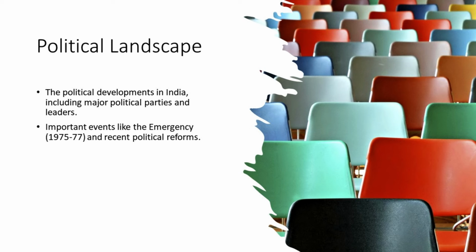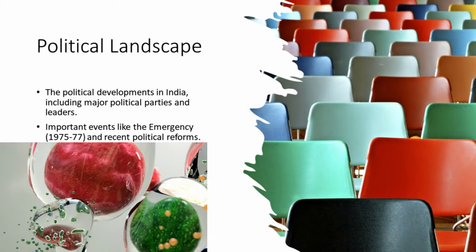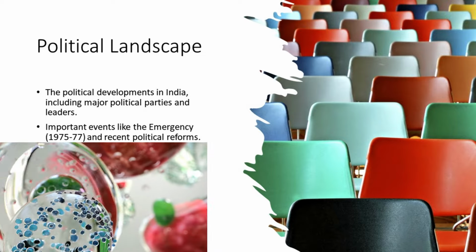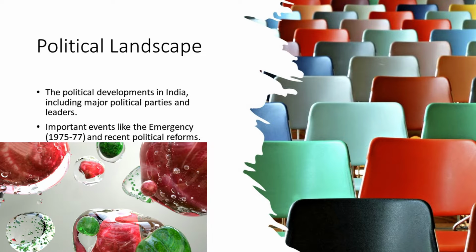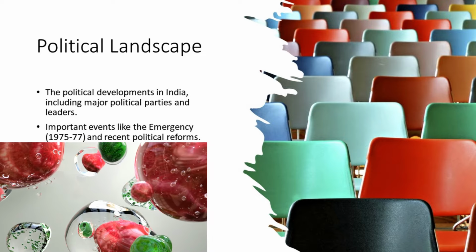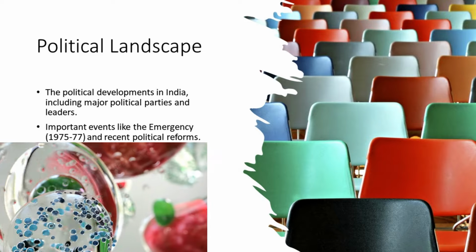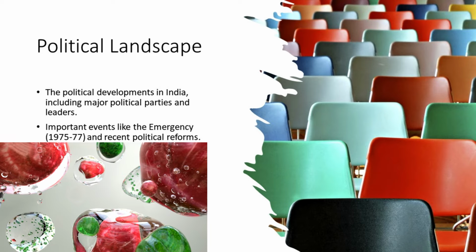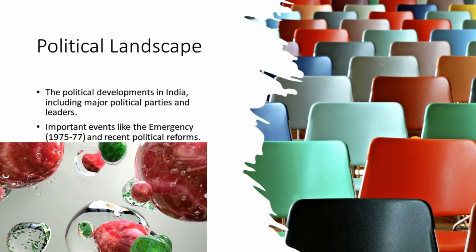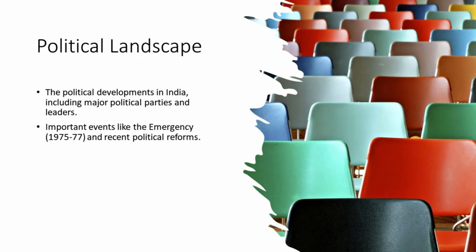India's political journey includes significant events such as the declaration of emergency in 1975, during which civil liberties were suspended, highlighting the importance of upholding democratic values. Subsequent reforms strengthened democratic institutions, ensuring free and fair elections, independent judiciary, and robust checks and balances, fostering a transparent and accountable political system.